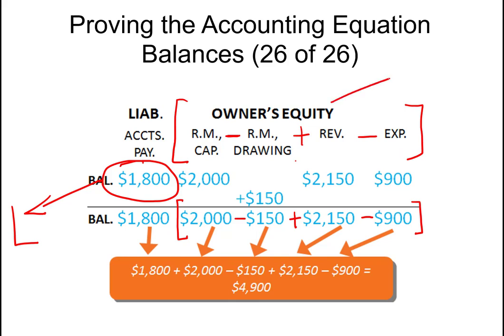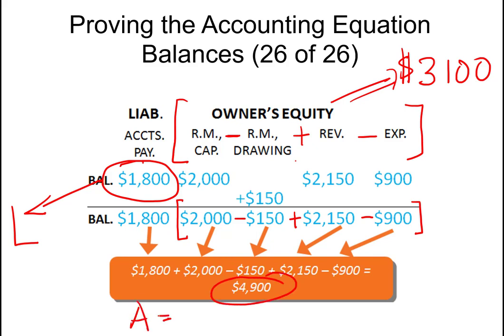So the total owner's equity will be 2000 minus 150 plus 2150, which is going to be 4000. 4000 minus 900 is going to be 3100. So this is your owner's equity. You add up these two numbers, 3100 and 1900. This gives you 4800. So asset is equal to liability plus owner's equity.